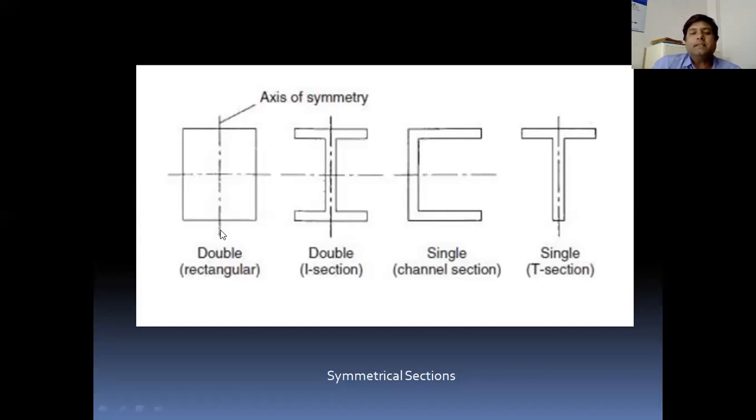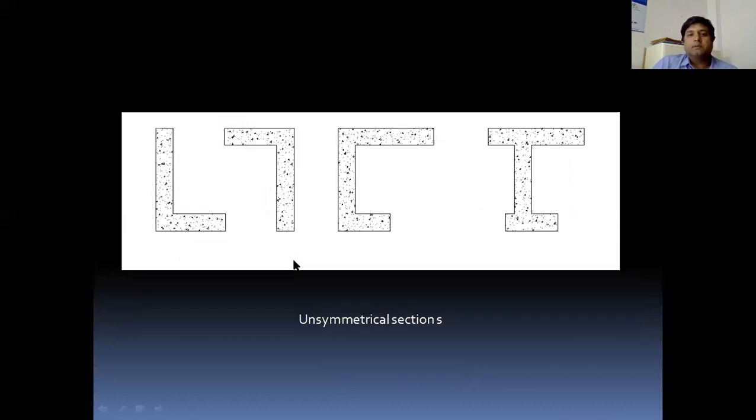You can see there is an axis of symmetry in all these shapes, and these shapes will define the type of engineering structure. Similarly, in the case of unsymmetrical sections, we have the L-type section and other sections which don't have any kind of axis of symmetry.